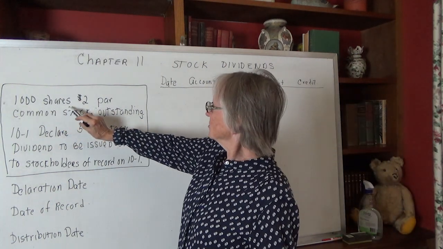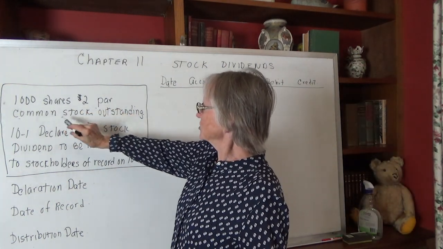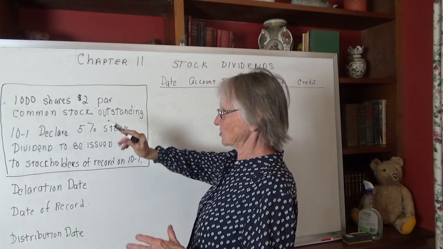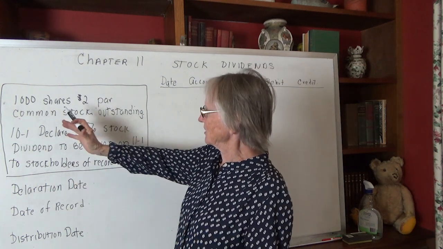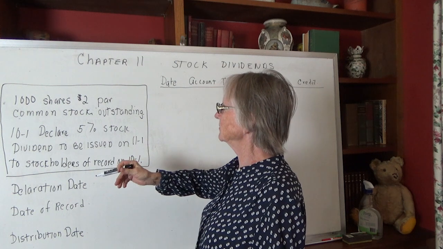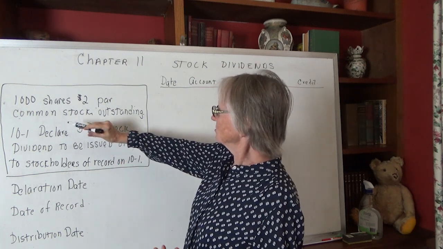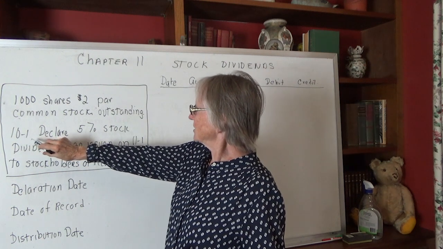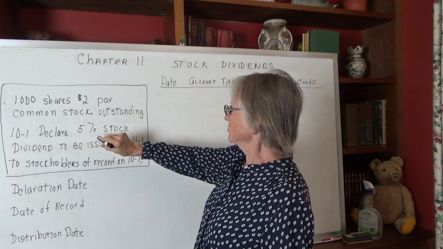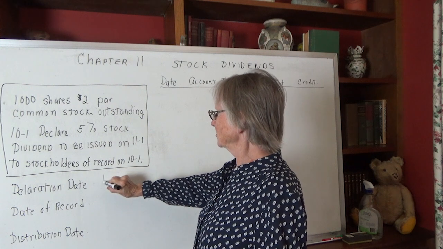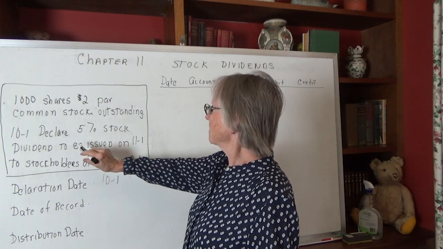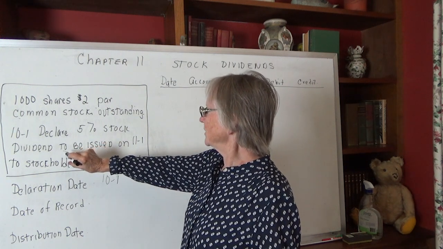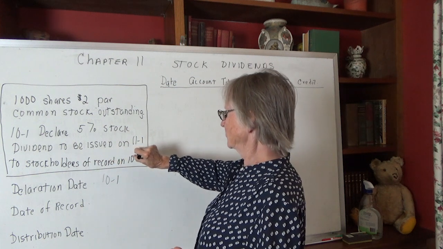We've got 1,000 shares of $2 par common stock outstanding. Okay, so we've issued a bunch of shares of stock. We've got 1,000 shares that are out there on the market. Each of those 1,000 shares is going to get a stock dividend. So on 10/1 we declare a 5% stock dividend. So our declaration date would be 10/1. And it's to be issued on November 1st.